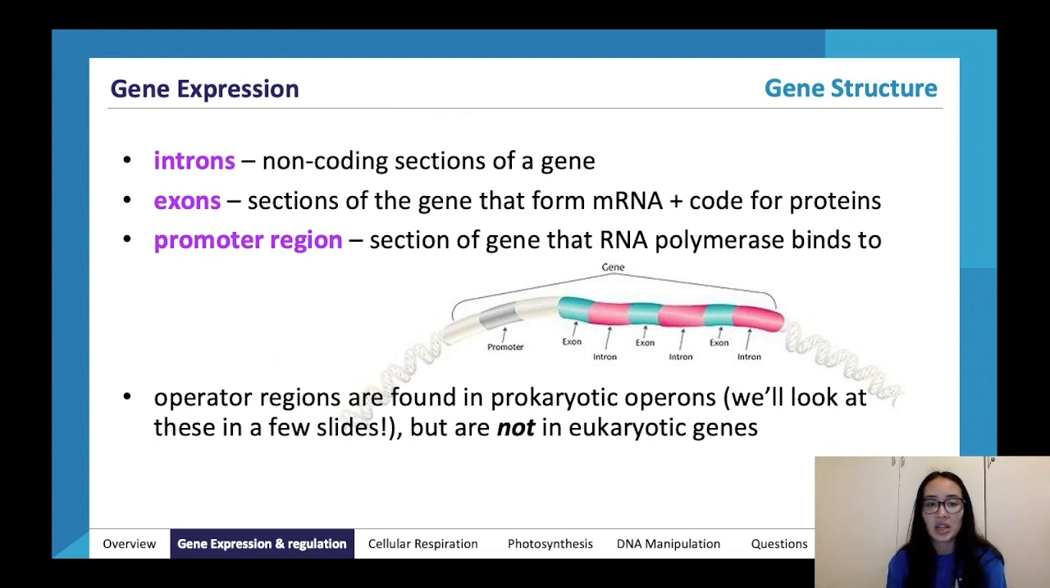Okay, in terms of gene structure, there are a few more words to know here. So I did mention before, introns are non-coding sections of a gene, or so-called interrupting regions. Exons are sections of a gene that form mRNA and code for proteins, or they are the expressed regions. And you've got the promoter region, which is a section of gene which RNA polymerase can bind to. Operator regions are found in prokaryotic operons, which we'll look at in a few slides, but these are not in eukaryotic genes.